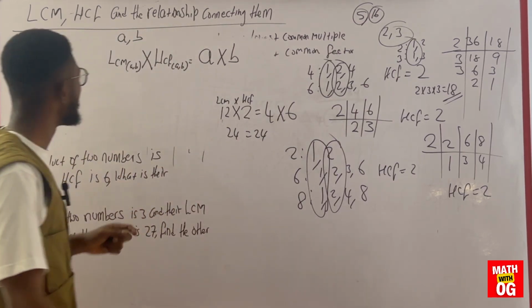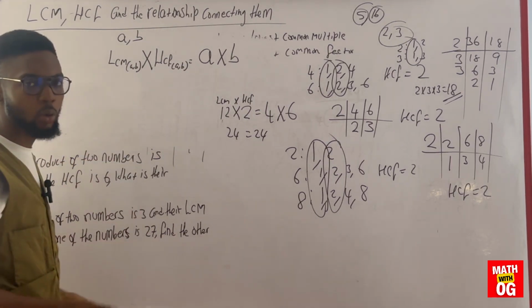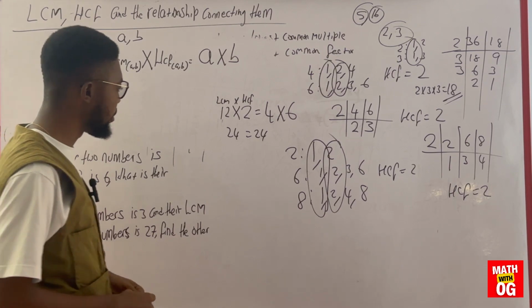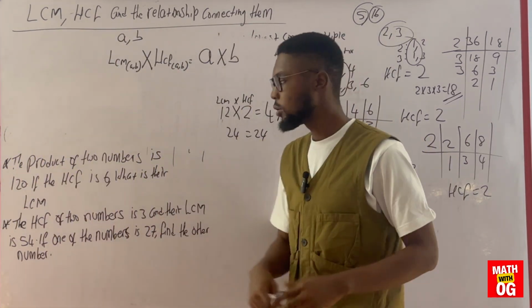Now let's continue with this. LCM of two numbers multiplied by HCF of two numbers should be equal to the product of the two numbers. Now that we know that, let's answer the last two questions here and we'll round off this class.